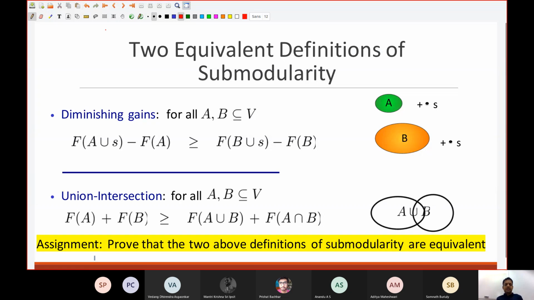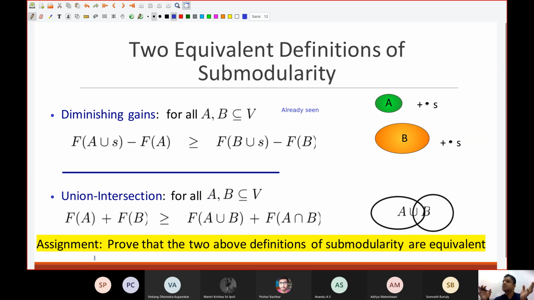As I said, there are two equivalent definitions of submodularity. One we have already seen is diminishing gains. This is what we also will be using often. But there's another property which I can provide the intuition about. Union intersection. For all A, B subsets of V, f of A plus f of B is greater than or equal to f of A union B plus f of A intersection B.